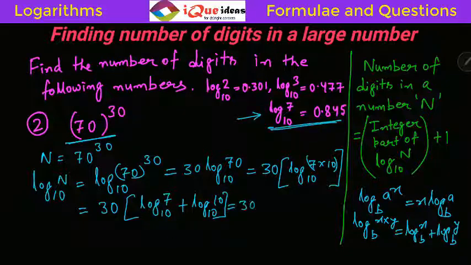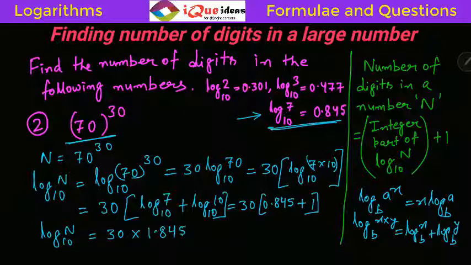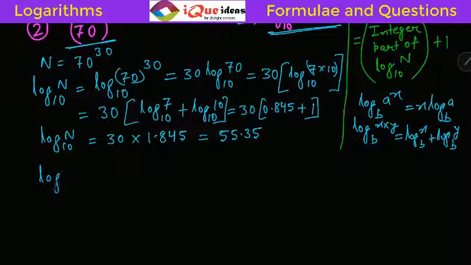So it is 30 into 0.845 plus, now log 10 to the base 10, that is equal to 1. Log of any number to its own base is 1. So finally what we have is log n to the base 10 in this case is equal to 30 into 1.845. So if you multiply, you will get 55.35, right? So we have log of the given number to the base 10, that is equal to 55.35.